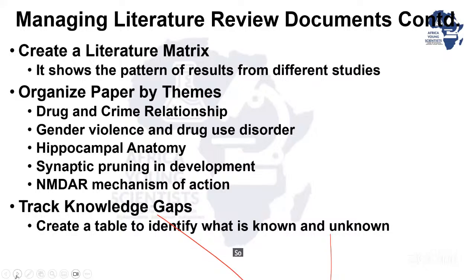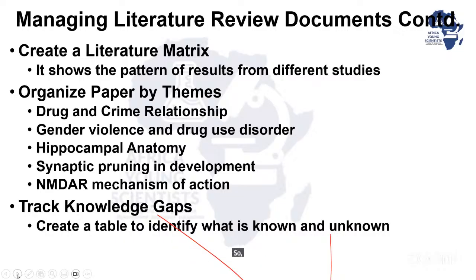So you can have that table to say, okay, based on what you're working on, this is what is already known in this field. This is what is yet to be known. This is what is known. This is what is yet to be done. And with that, that will help you to position your own work to be sure that you are addressing what is unknown more than repeating what is already known.